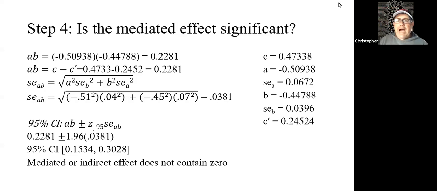The way to interpret this confidence interval: if there's no indirect effect, the null hypothesis would be that AB in the population would be equal to 0. So if this confidence interval excludes 0, if it doesn't contain 0, we reject the null hypothesis, just like we would do with a t-test or a correlation or other procedures of that nature. So here we have now established that there is a significant mediated effect.